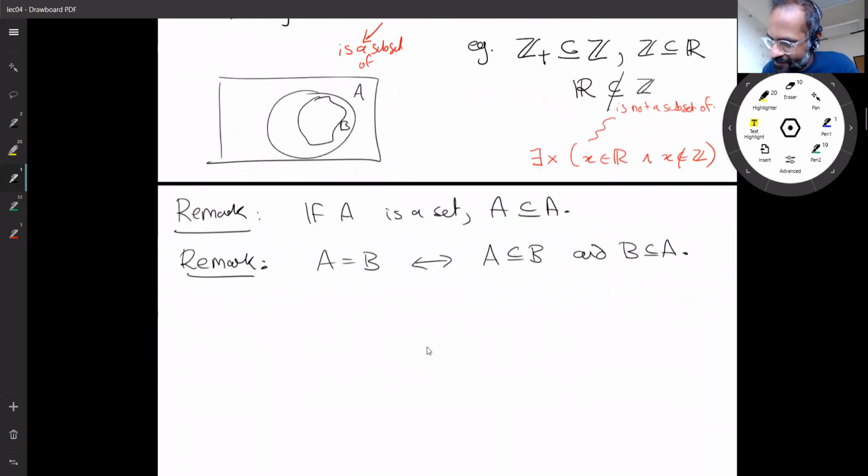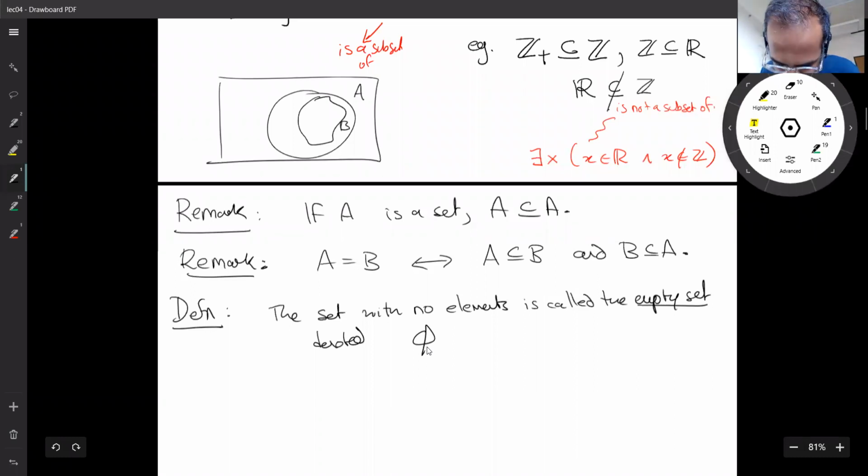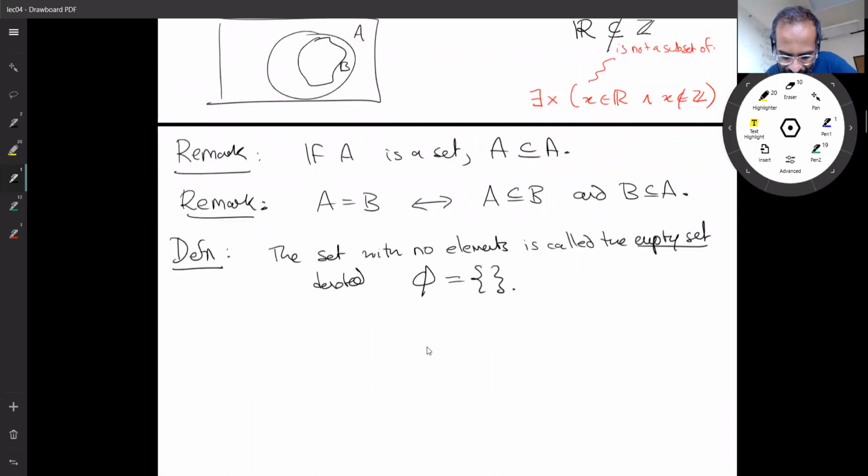Okay, and there's a special set in this context called the empty set. The set with no elements is called the empty set, denoted with this Greek letter phi. In roster notation, it's just the collection which has nothing in it. And this empty set has a very special property. It's a subset of every set.